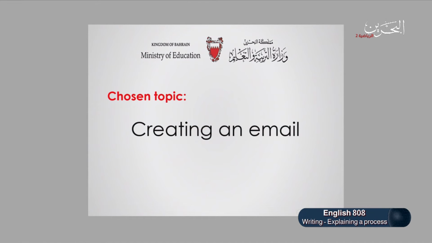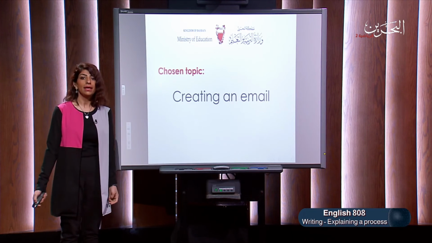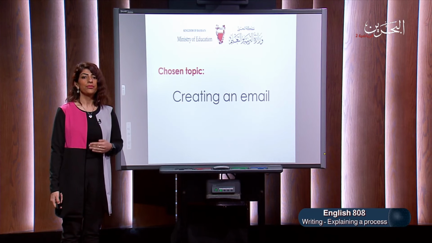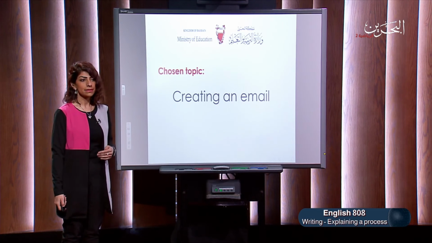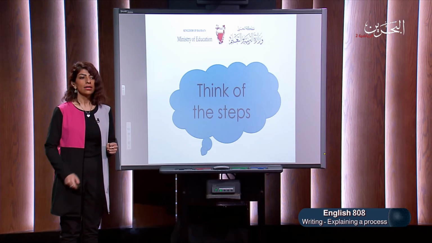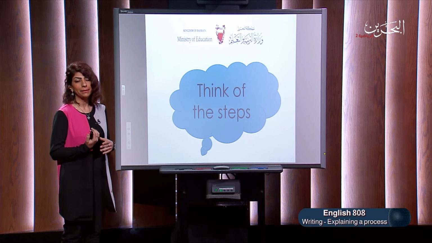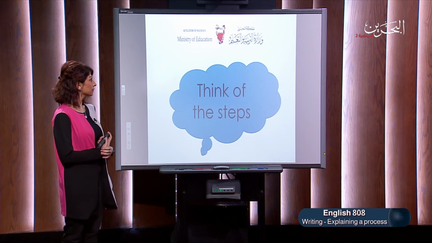Now let's move to the next objective, which is choosing a topic about a process and explaining the process. Here we have chosen creating an email. And I'm sure that you all have an email and you all signed up following certain steps. Let's see. Think of the steps. Let me give you just a minute. Write down the steps that you have to follow in order to sign up for a new email.